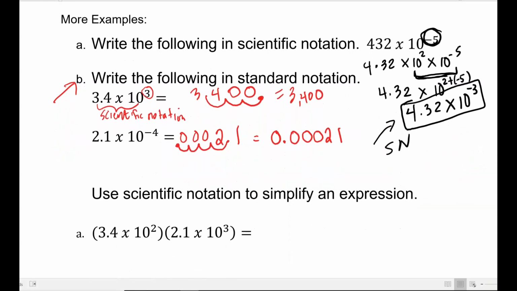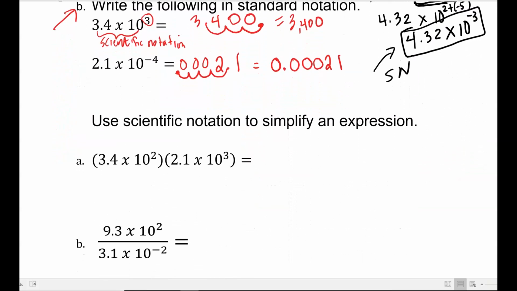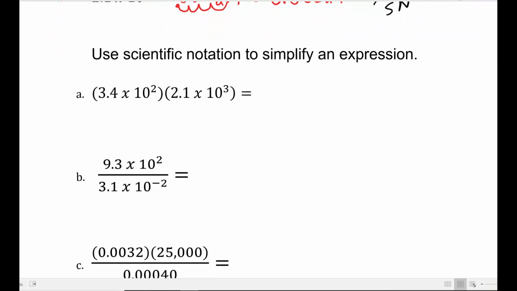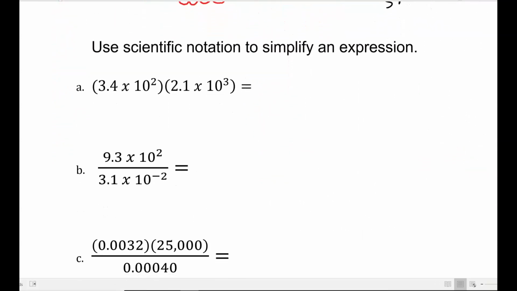All right, let's continue. We have the instruction, use scientific notation to simplify an expression. Scientific notation can be used as an alternate way of multiplying numbers. Obviously, you could simply just put all this information in the calculator, right? But this textbook wanted to demonstrate that you can use scientific notation to multiply these numbers together.